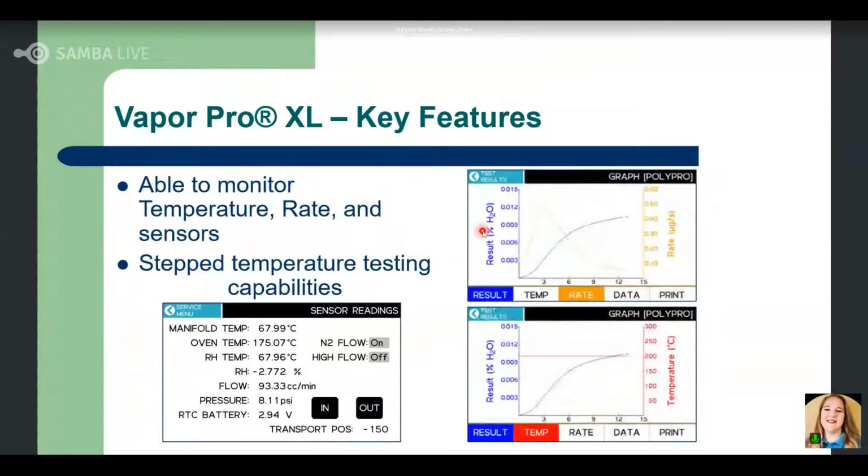Over here to your right, you see our rate graph. This line in blue is going to be your results in ppm. And over here we have our rate, and we see our rate goes up, it peaks, and then it slowly comes back down. Down at the bottom, we have a temperature graph. This red line right here is temperature. In this current scenario, the temperature was constant, but you can also have an option to do step change temperature if you would like to program that into your Vapor Pro. And right here, you can see the different readings that we can see, like flow, pressure, things like that.